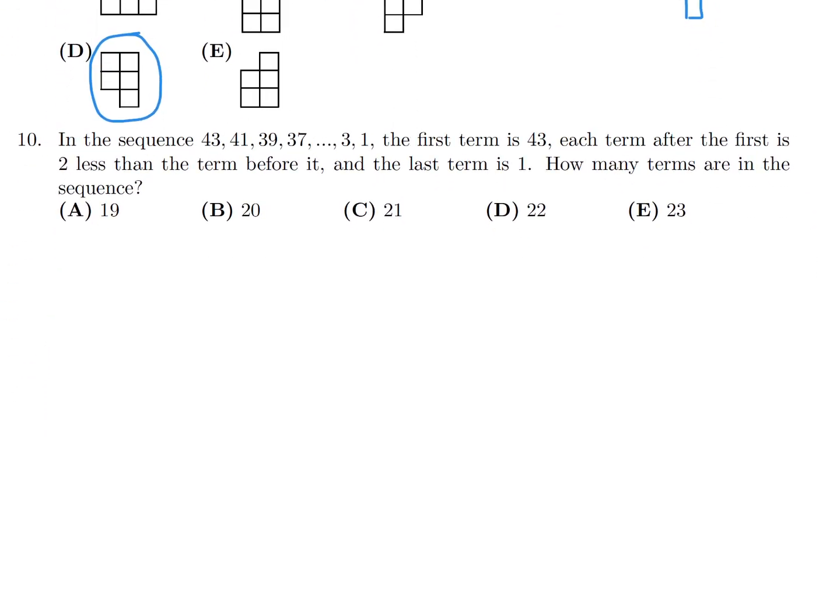In the sequence 43, 41, 39, and so on, the first term is 43. Each term after the first is 2 less than the term before it, and the last term is 1. How many terms are in the sequence? Okay, well, you can count them, or you can just say, well, it's 43 plus 1 divided by 2, which is 44 over 2, which is 22, and that would be choice D.